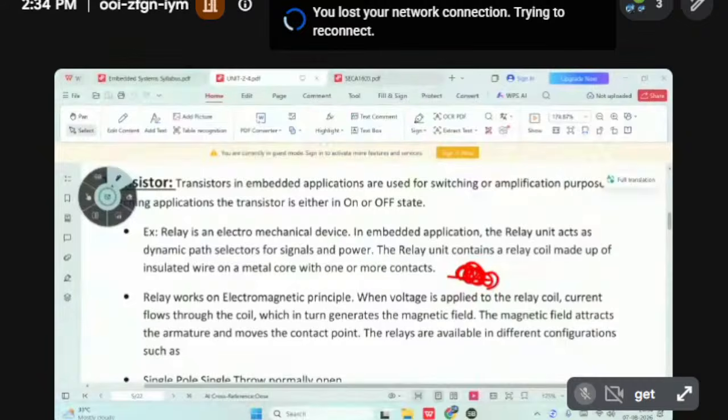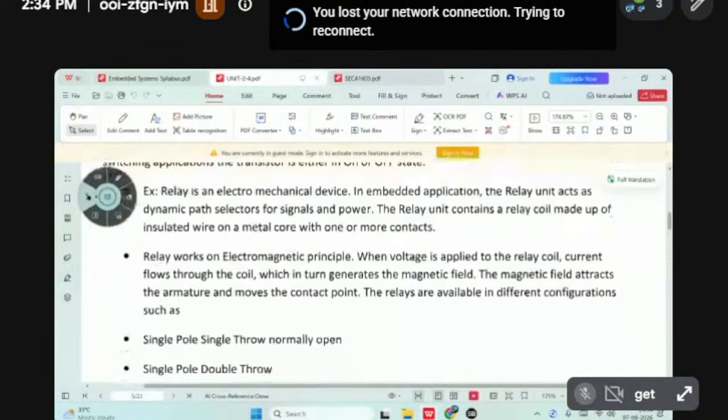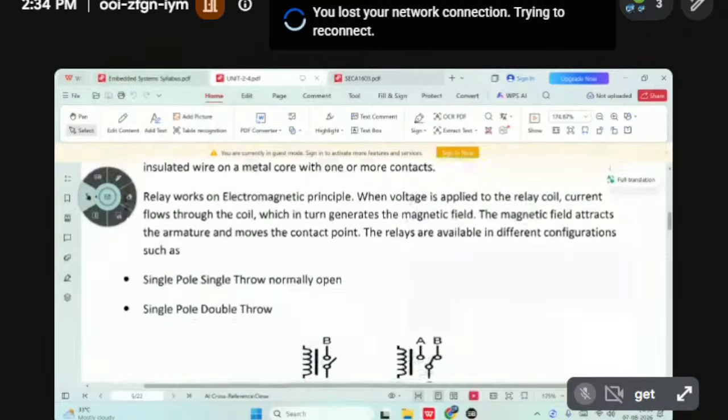Right. Take this also, at least read it. Relay works on the principles of electromagnetism. Whenever we have voltage, it may be applied to the relay coil. It's nothing but copper wire, right? So the current flows through the coil, which in turn generates the single pole and single throw, right? So another may be single pole and double throw.